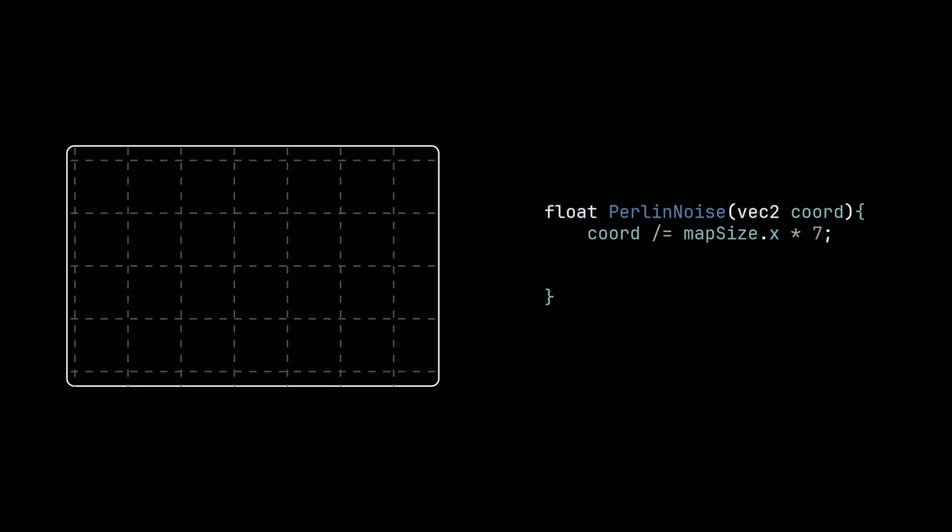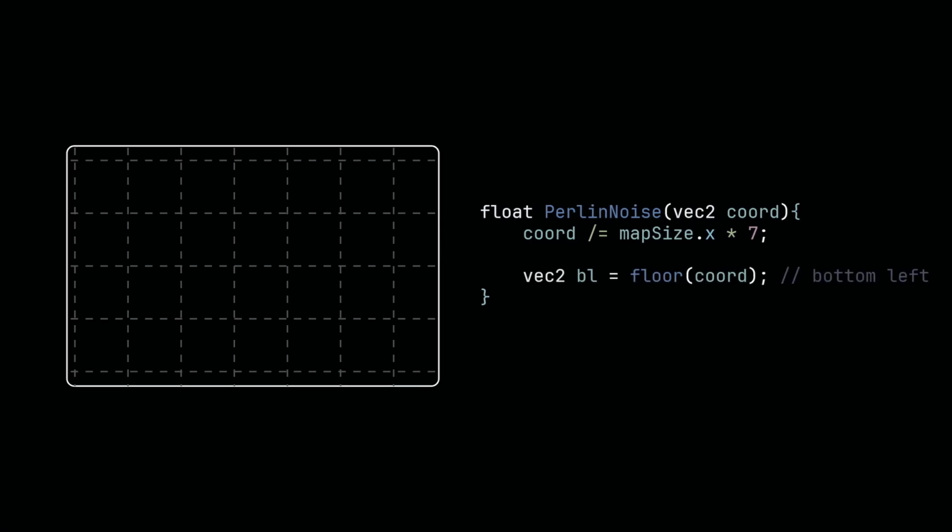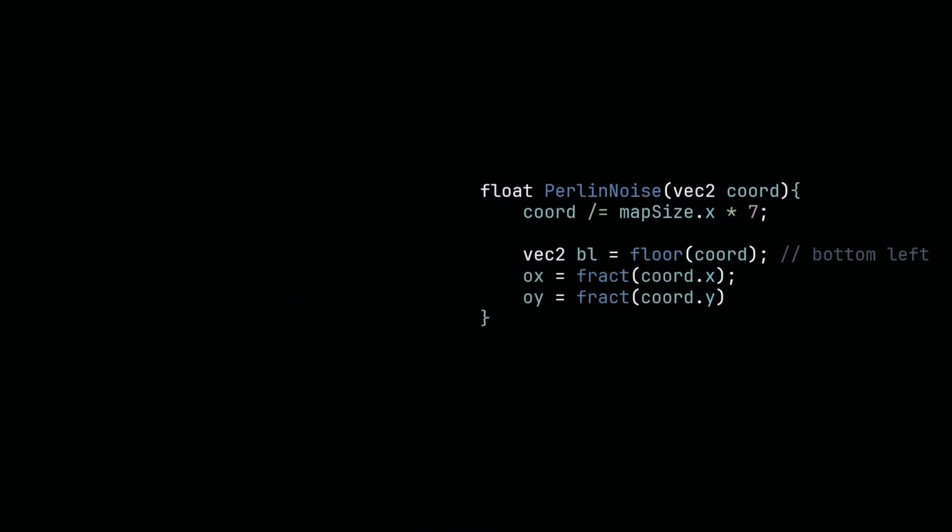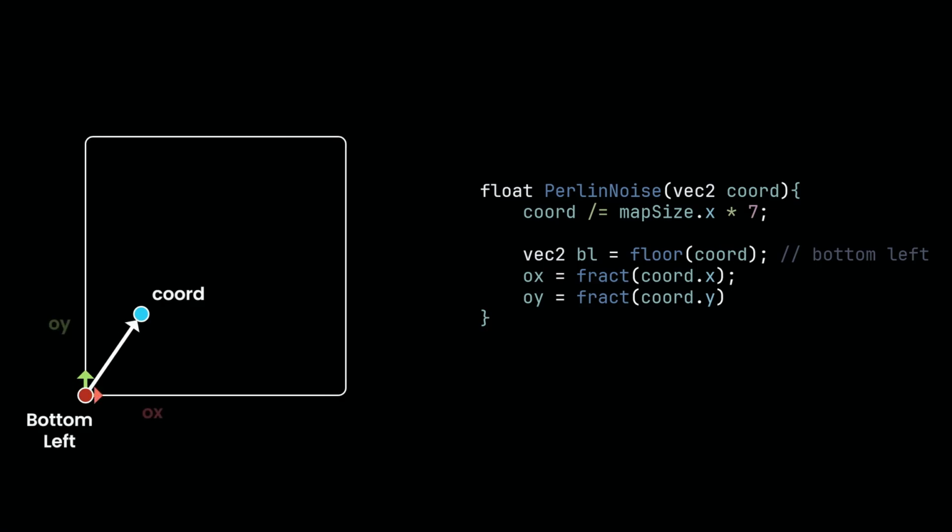For a quick setup, declare the bottom left of each chunk as the integral part of the coordinate. And let's define OX and OY as the offsets from the bottom left to the coordinate. In other words, the distance from the bottom left of each chunk to the coordinate.